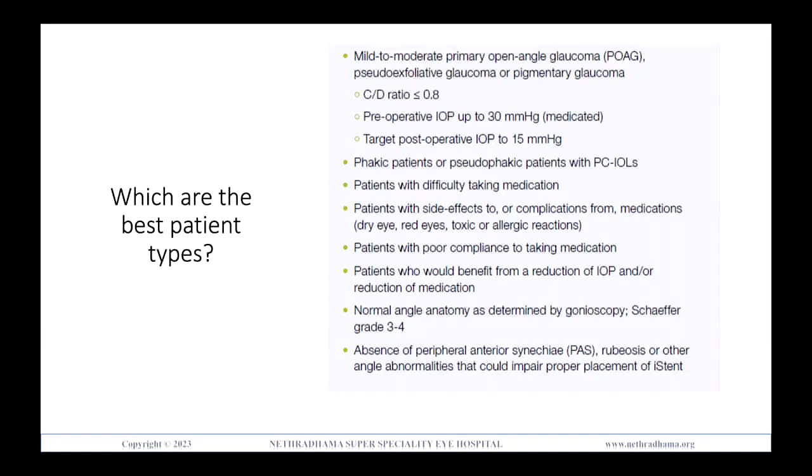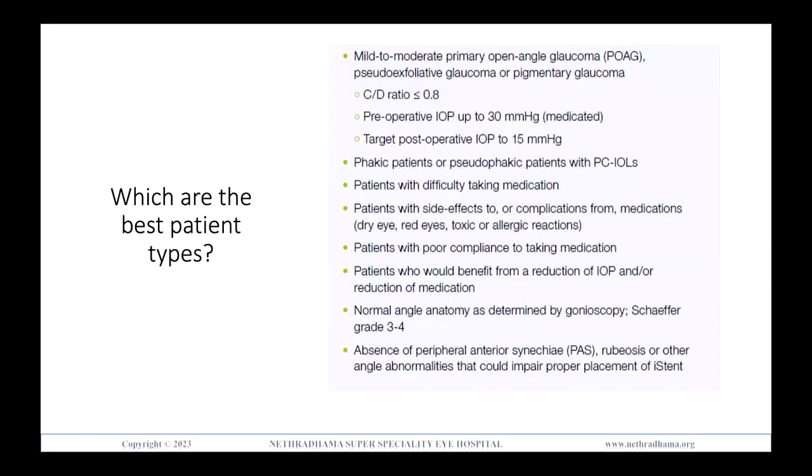We always choose mild to moderate POAG patients. Pseudo-exfoliative glaucoma and pigmentary glaucoma are also okay to use with this device. CDR less than 0.8 because you want a good visual potential. Pre-op IOP up to 30 millimeters of mercury with medications is okay. And target post-op IOP is generally kept to around 15 millimeters of mercury.